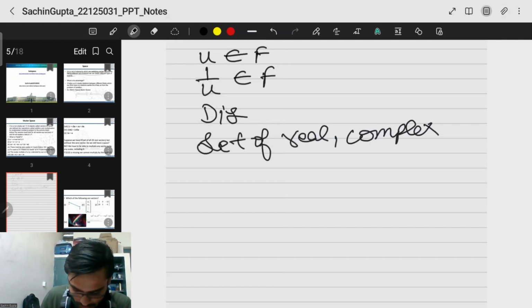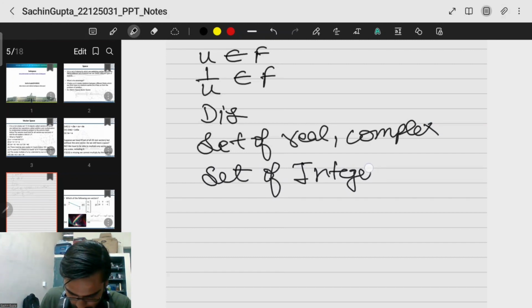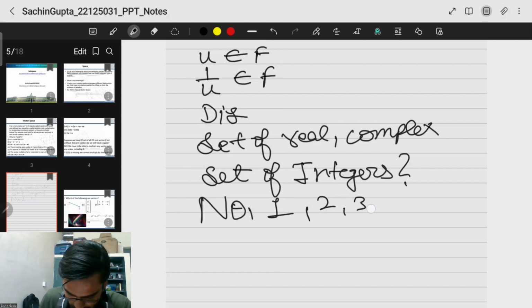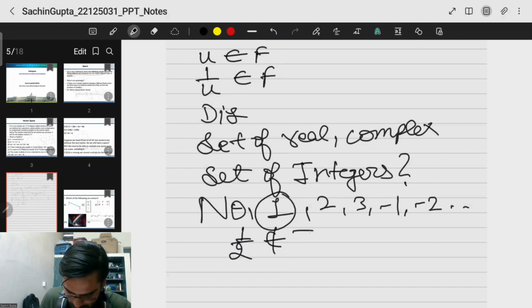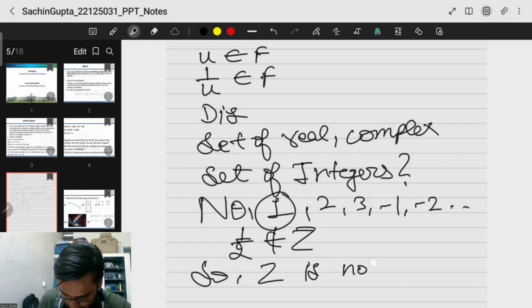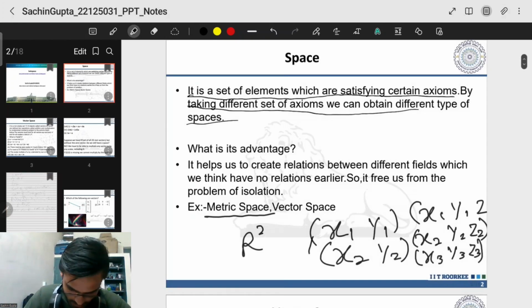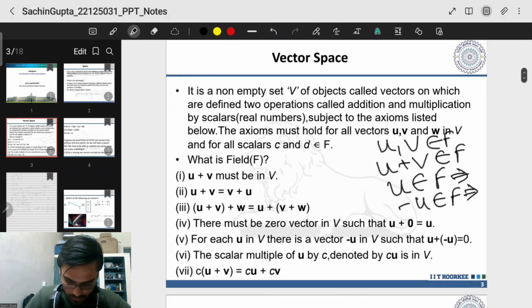But can the set of integers be a field? The answer is no. Why? Because in integers we only have 1, 2, 3, minus 1, minus 2. But if we take the multiplicative inverse of 2, it is 1 by 2, and 1 by 2 does not belong to the integers, so Z is not a field. Okay, so now we have a good idea about fields.